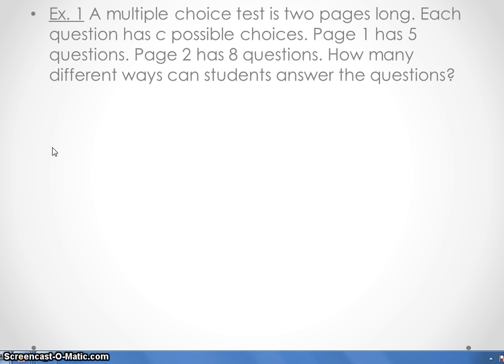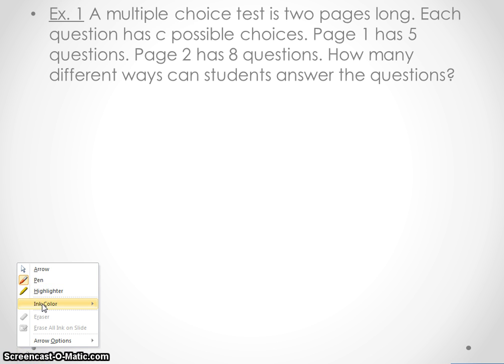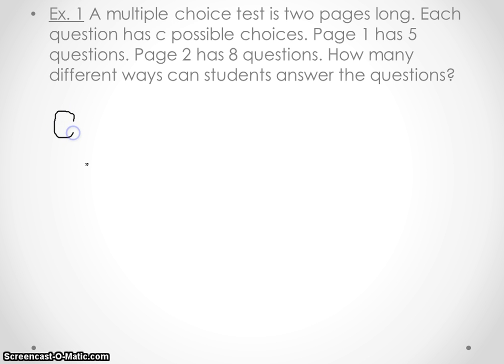Alright, so example 1 says, a multiple choice test is 2 pages long. Each question has C possible choices. Page 1 has 5 questions. Page 2 has 8 questions. How many different ways can students answer the questions? Now if you remember from our first video, we did sort of a setup of this same kind of thing here, and we listed out each question and then their probabilities. Well, we don't have probabilities this time. We just know that each question has C different ways to answer it.